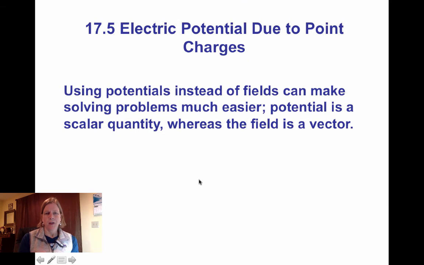And actually this concept we've had before as well. Using potentials instead of fields can make problem solving easier because potential is a scalar quantity, whereas the electric field is a vector. All right, let's try a problem.